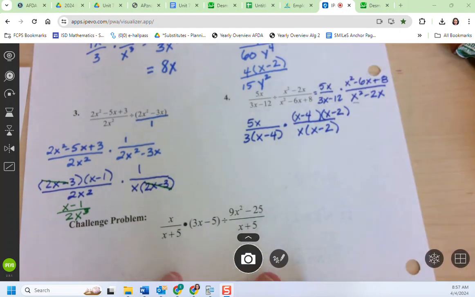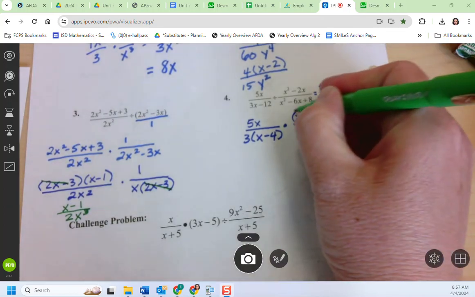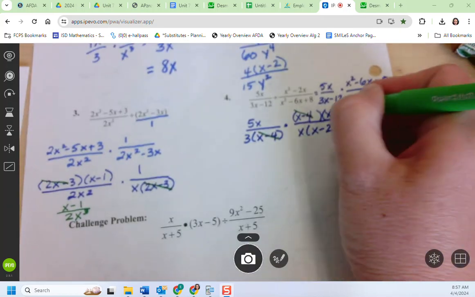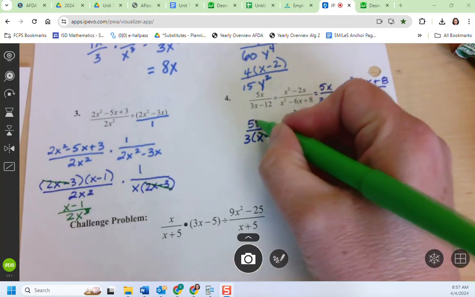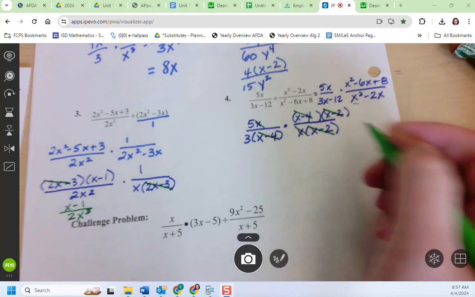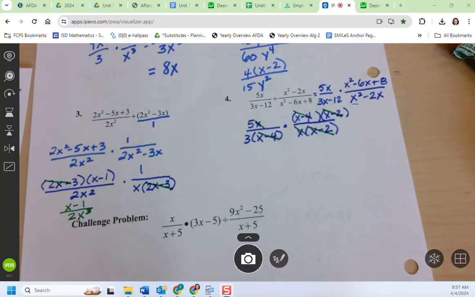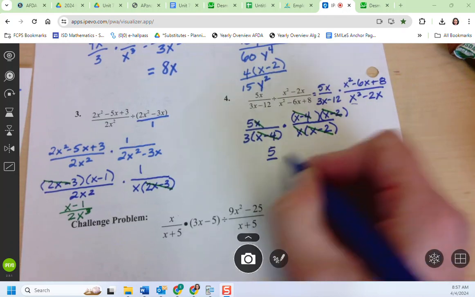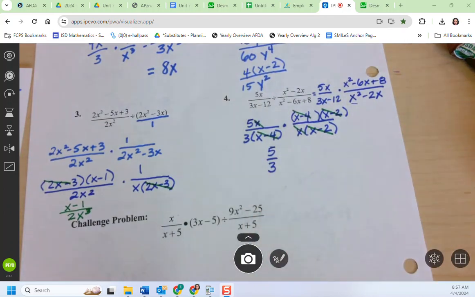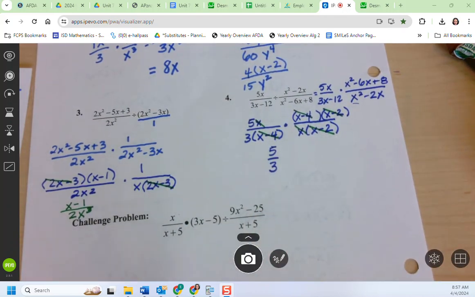I find it very satisfying to cancel things out. Just like how nice and neat everything is. So x minus 4, x minus 4, x minus 2, x minus 2, x, and x. And it just leaves me with what? 5/3. Done. Beautiful.